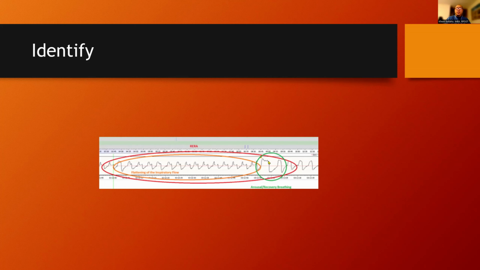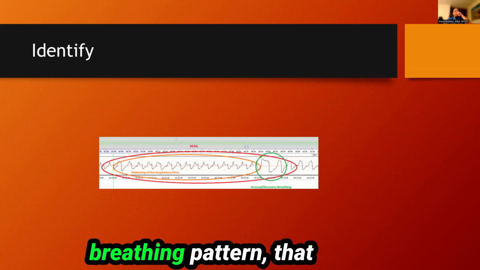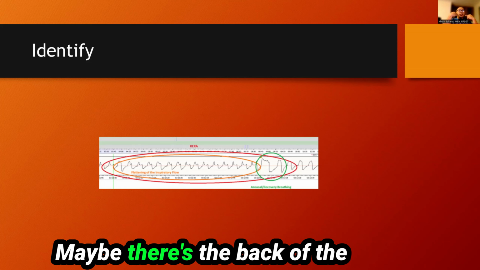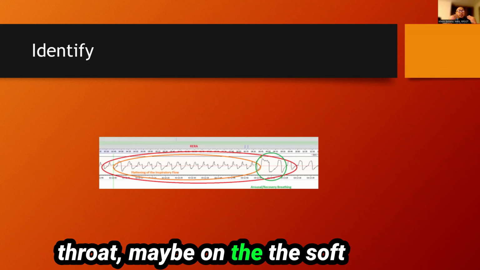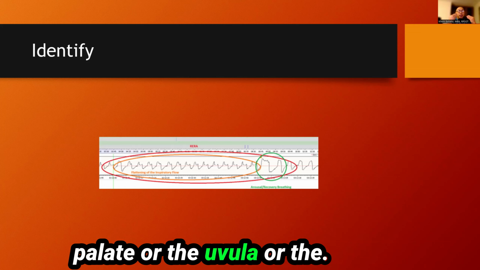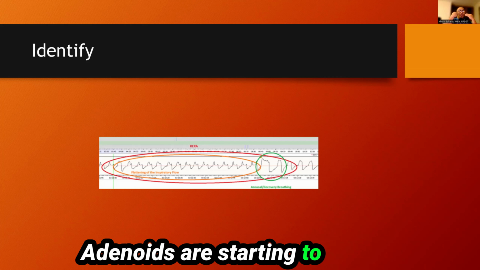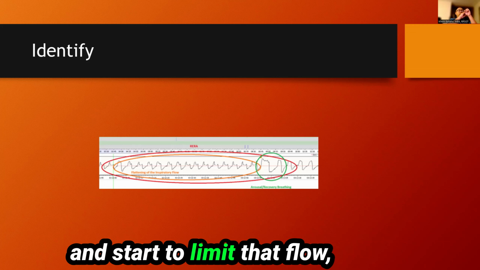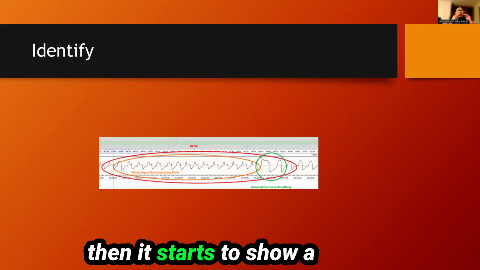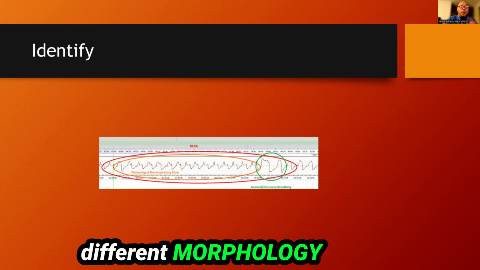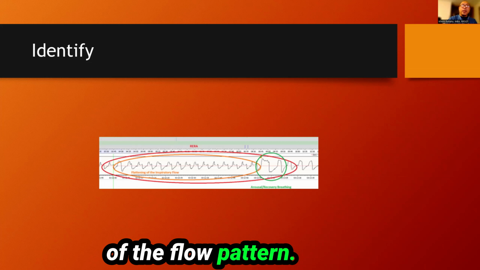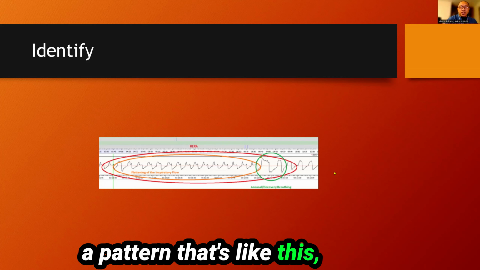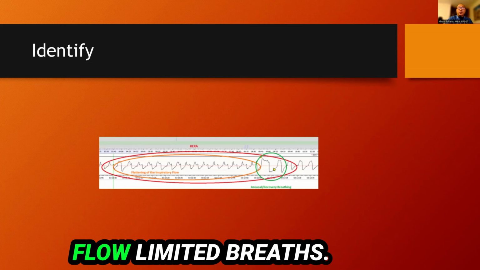Okay. So when you have a sinusoidal breathing pattern, that means the airway is open. And then once you start to have some airway collapse, maybe at the back of the throat, maybe the soft palate or the uvula or the adenoids are starting to relax, or the tongue is starting to fall backwards and limit that flow, then it starts to show a different morphology or different shape of the flow pattern. Now, when you're going into your lab and you see a pattern like this, understand immediately that these are already flow limited breaths.